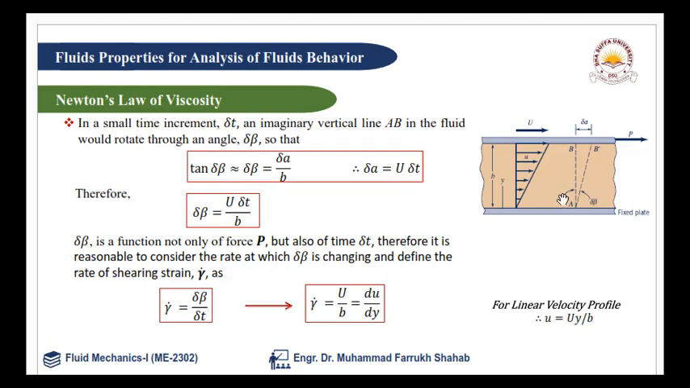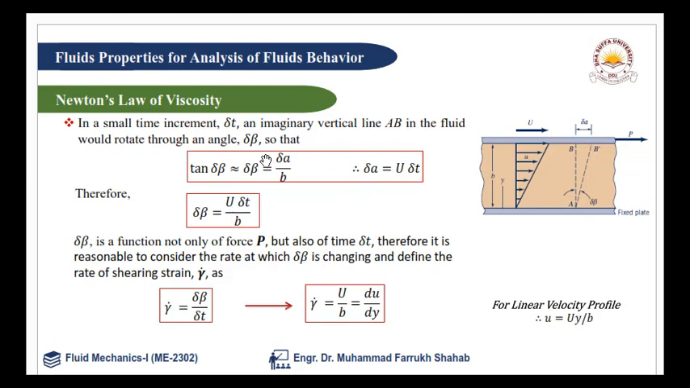initially. So there is an angle formed, delta beta, which can be found by applying the tangent: tan delta beta equals delta A, the distance between these two points B and B dash, divided by this length B, which is the distance between the plates. Now delta A is the distance covered by the particle from B to B dash, which is u, the velocity of that particle with which the plate is moving, times delta t, the time taken by the particle from B to B dash.